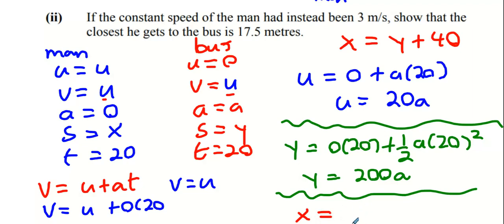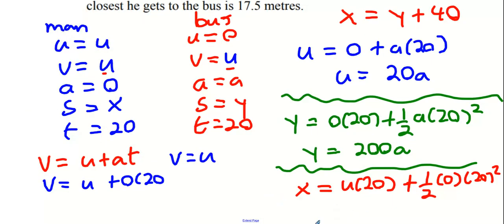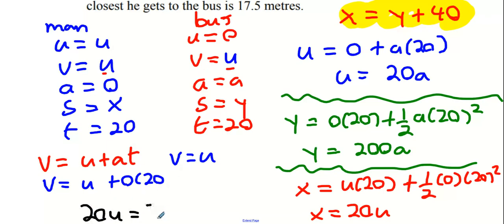Okay. Now let's do the same thing for x, which is the distance of the man. So x equals what? u times 20 plus a half times 0 times 20 squared. You guys okay? Now, what do we got here? x equals 20u. Now, remember what we said earlier. What did we say all the way up here? x equals y plus 40. So what would that translate directly into? 20u equals 200a plus 40.